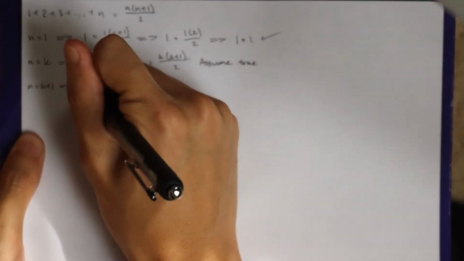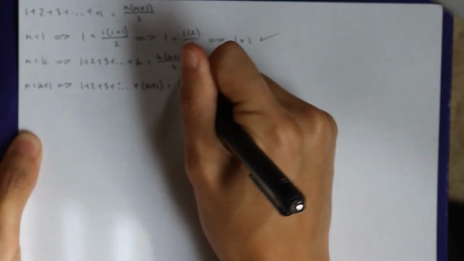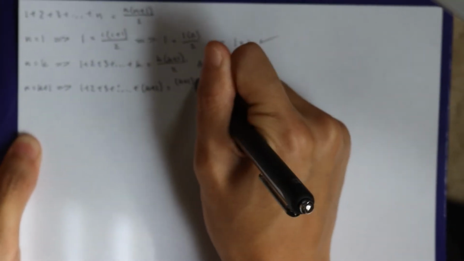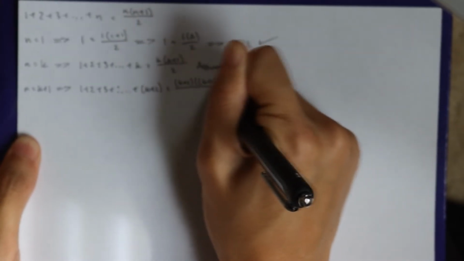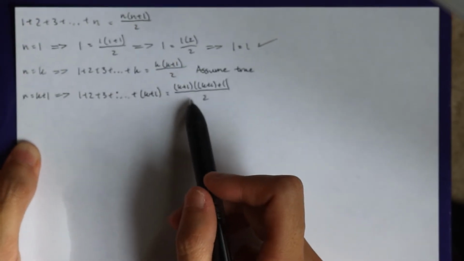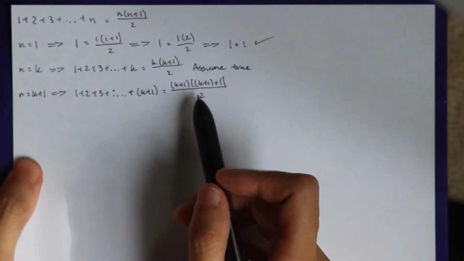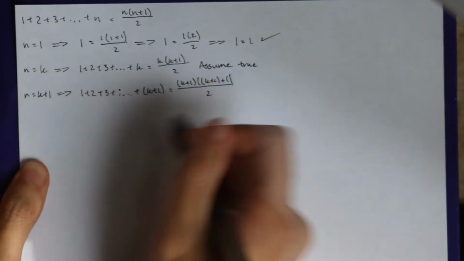Now we'll have 1 plus 2 plus 3 plus dot dot dot plus k plus 1 is equal to k plus 1 times k plus 1 plus 1, divided by 2. So this is what we have to show for the n equals k plus 1 case. Let's use the assumption that we have from earlier, n equals k, and substitute the formula. So we'll use the assumption case.